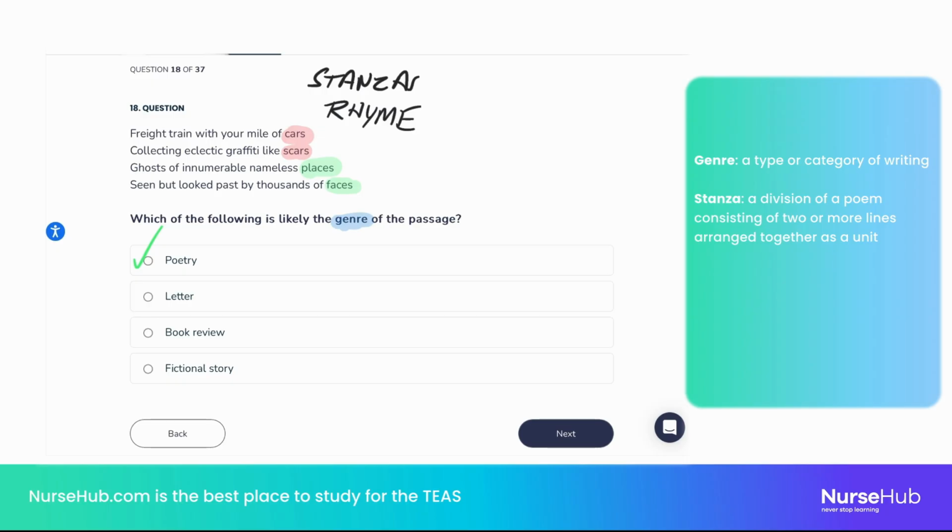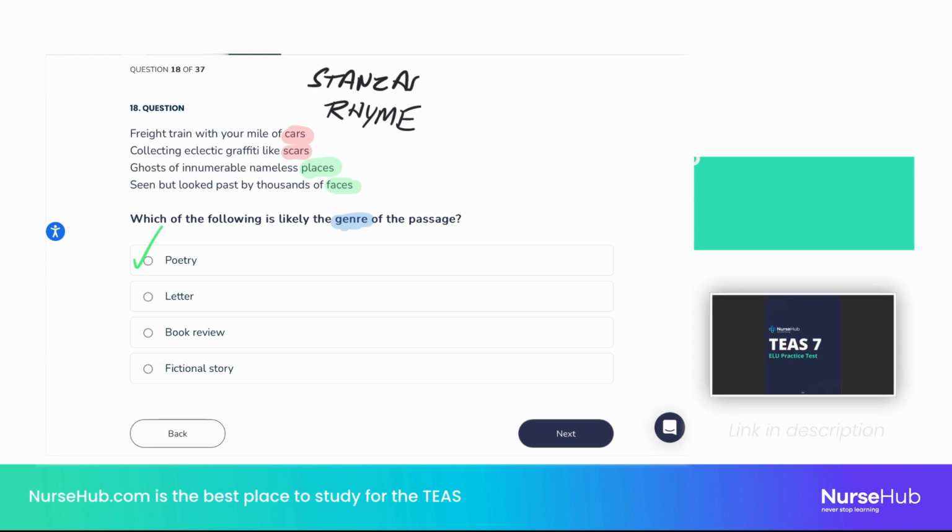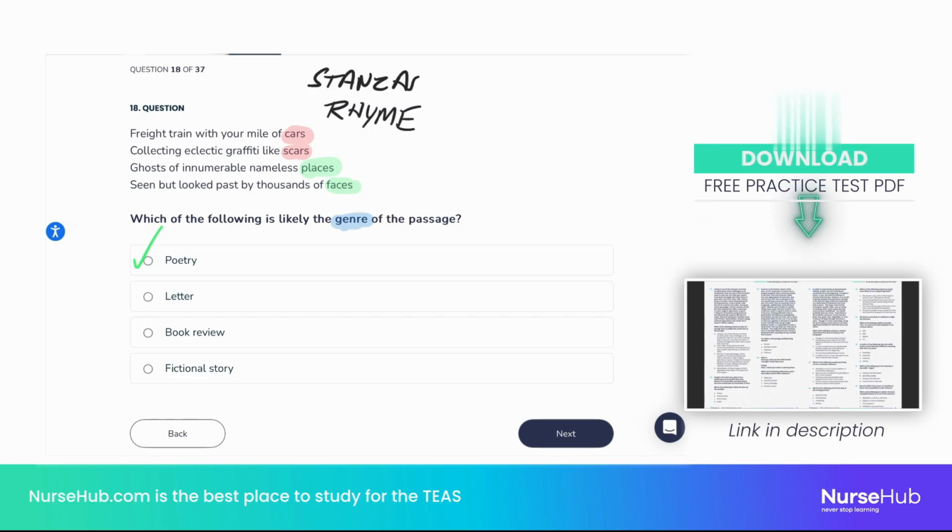Why is it not a letter? Because they're not writing this to anyone. Usually letters would say dear and the recipient, and usually have a signature at the end. This doesn't do any of that. Book review, this is not a literature review. It's not looking at an article for an academic purpose. And even though it is something that could be a fictional story, and poems can be fictional stories, the best possible answer is that poem.